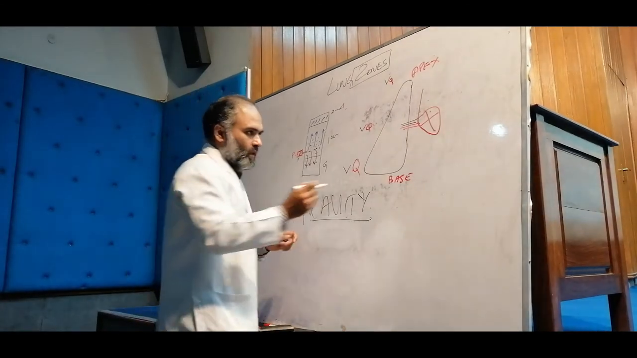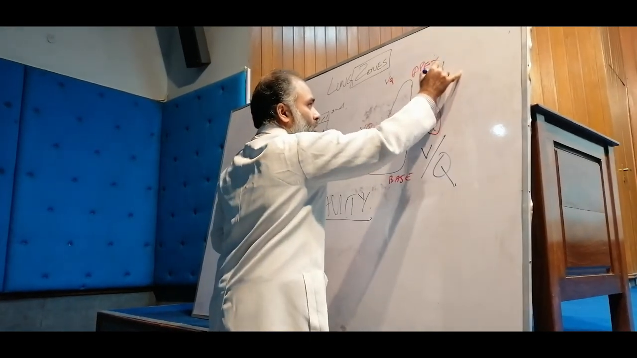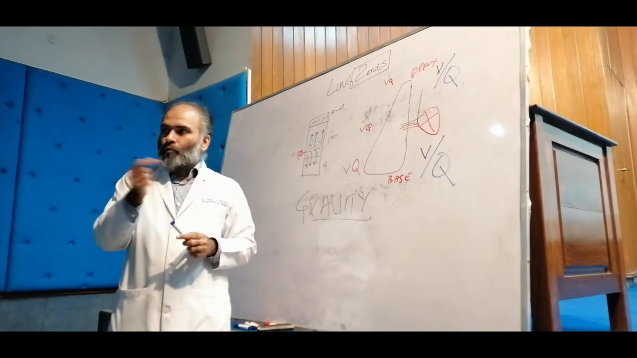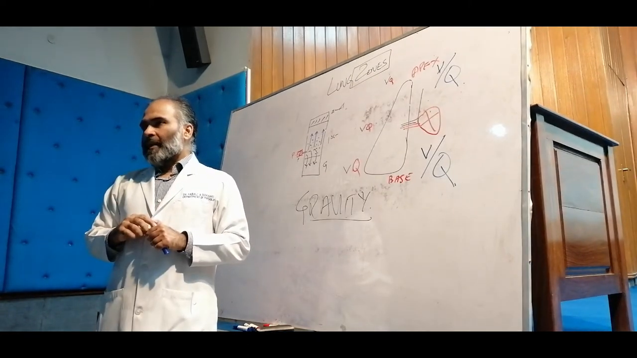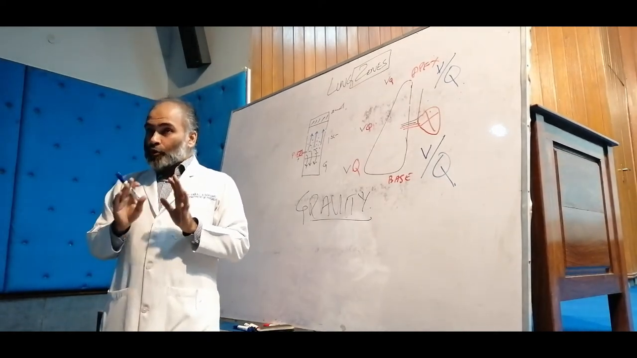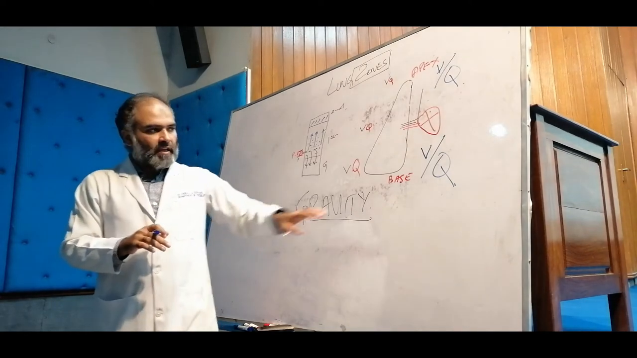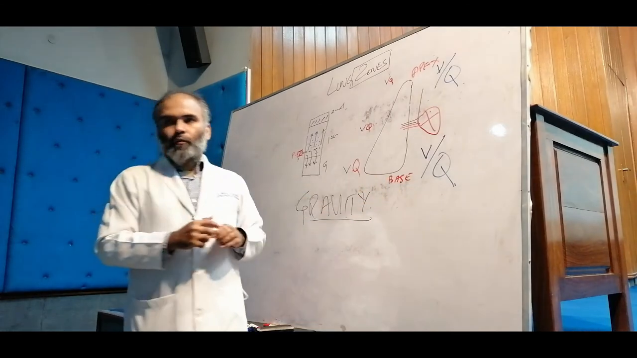Final point. If I were to derive an equation here and here, this is where the V over Q comes. It should clarify things better. Absolute clarification will come in tomorrow's lecture, which inshallah should start on time, because we are short on time. If you were to calculate V over Q here, what would you get?